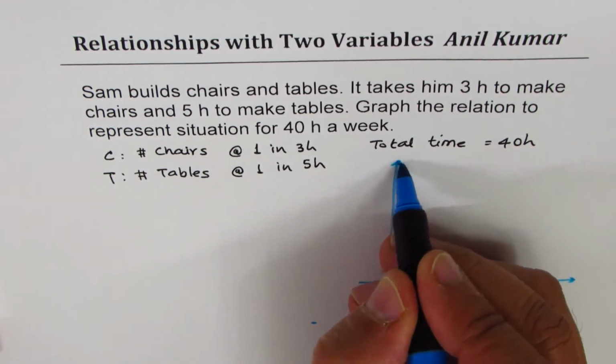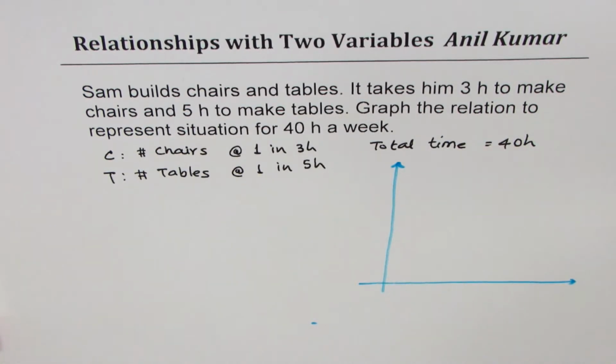So we know both chairs and tables should be whole numbers, correct? They cannot be fractions. So in 40 hours, whatever is completed will be counted as a chair. Something which is not completed will not be counted as a chair or a table, okay?